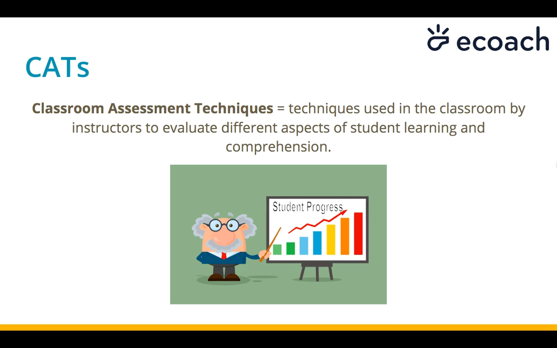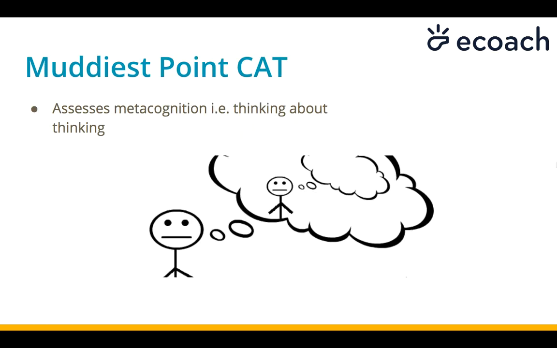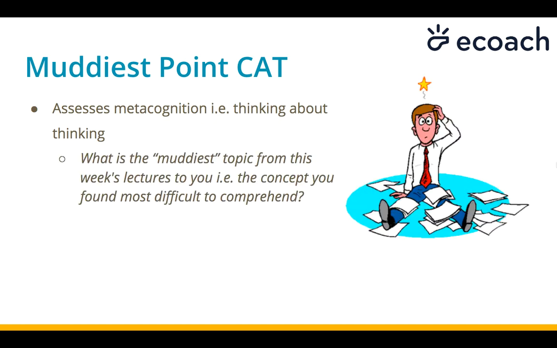For this intervention, we were debating between two classroom assessment techniques, the muddiest point and the minute paper. So the muddiest point assesses metacognition, that is, thinking about thinking. So at the end of every class meeting, an instructor might ask students to answer the following question: what is the muddiest topic from this week's lectures to you? And the muddiest topic refers to the concepts students found the most difficult to comprehend. This gets students to think about what they know versus don't know and gives instructors an idea of students' understanding of the material.